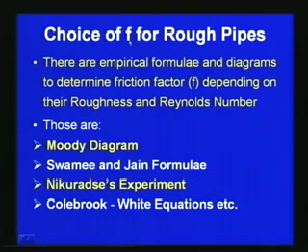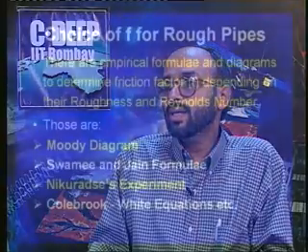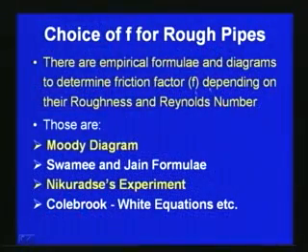So, now the choice of F for rough pipes. As I mentioned, there are empirical formulae and diagrams to determine the friction factor F depending upon the roughness and the Reynolds number. The commonly used methodologies include the Moody's diagram, the Swamee and Jain formula, the Nikuradse experiment results, and the Colebrook equation. These are some of the commonly used methodologies to estimate the friction factor F. We will discuss each of these methodologies in detail for rough pipes. First, let us see the Moody's diagram.